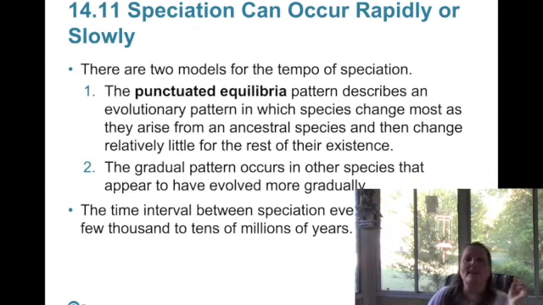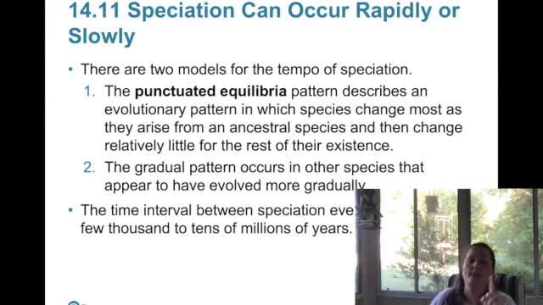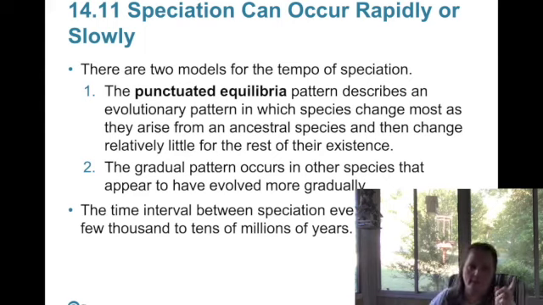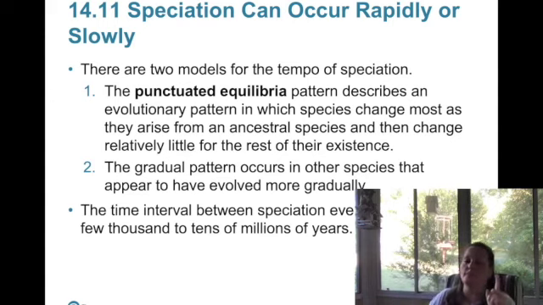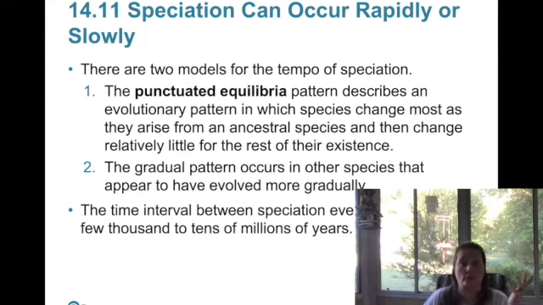All right, now, two models for the tempo of speciation. We have punctuated equilibria. This one always sticks in my head because I remember ages and ages ago, before I ever went to college or anything, I saw a bumper sticker that said, honk if you understand punctuated equilibria. And that stuck in my head because I had no idea what it was. I was like, what is this? And it drove me nuts.